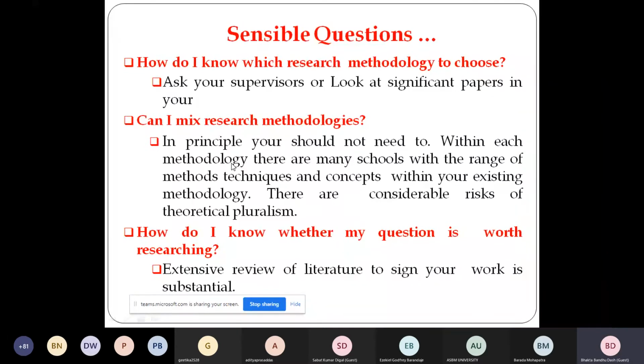And this always gives you food for thought to establish a design. So whenever you talk about the research design, it is nothing but a blueprint of your report. It is a kind of skeleton of your report.